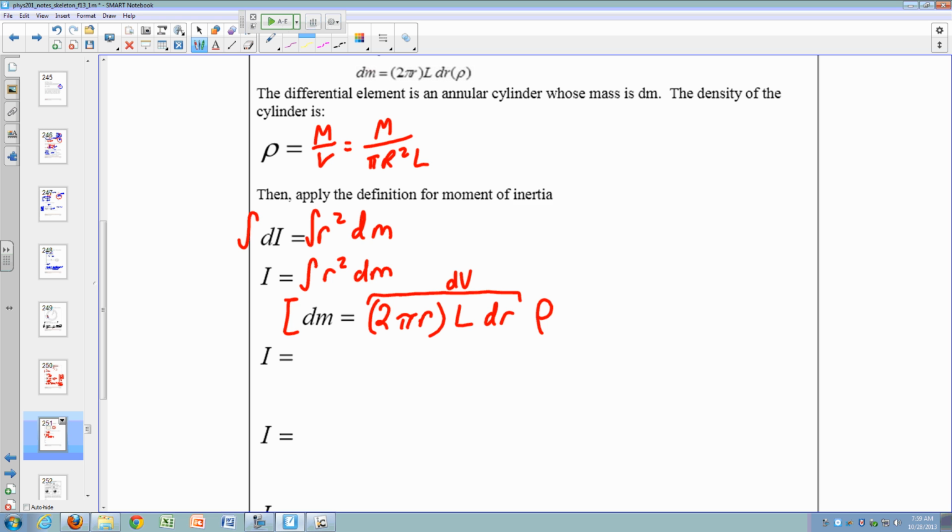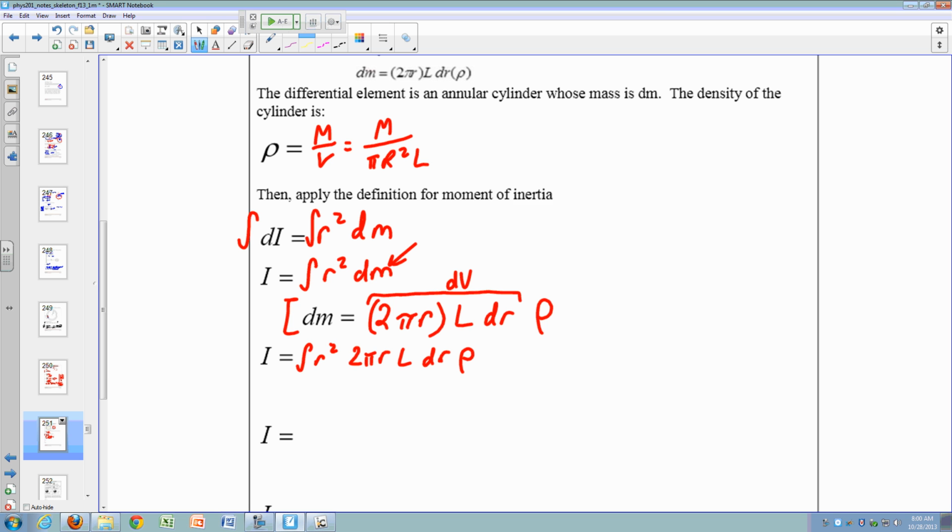Now I plug this back in for dm up here, because now I have an expression for dm in terms of r, because the mass of my mass element does change with my radius. As I move out in radius, what happens to my shell? Does it get bigger or smaller? It gets bigger, right? So as it gets bigger and bigger, the mass of that shell gets bigger and bigger. So now I have the integral of r squared times 2 pi r times L times dr times rho.